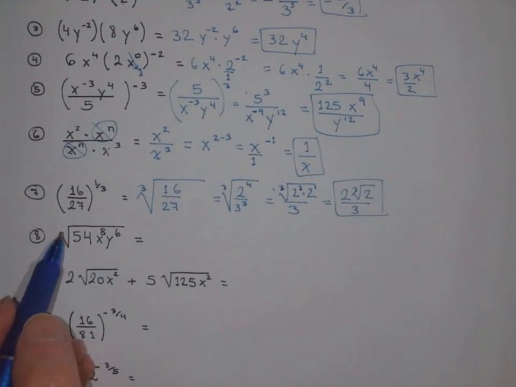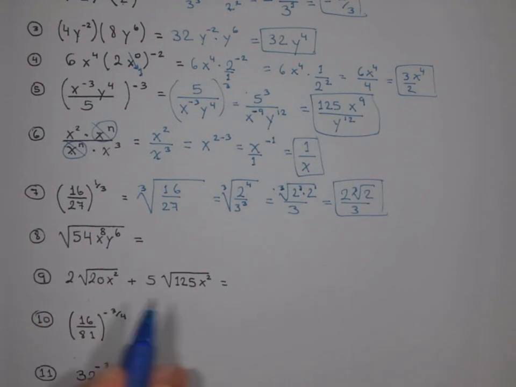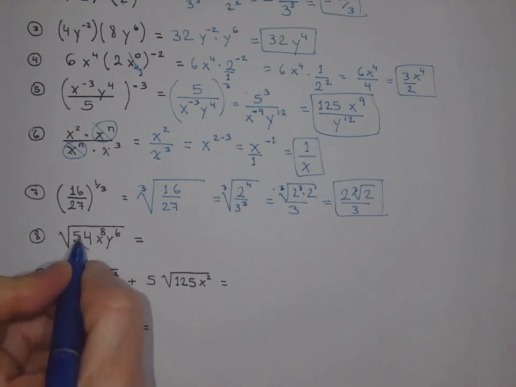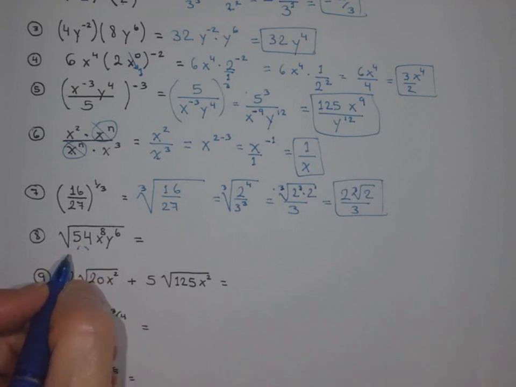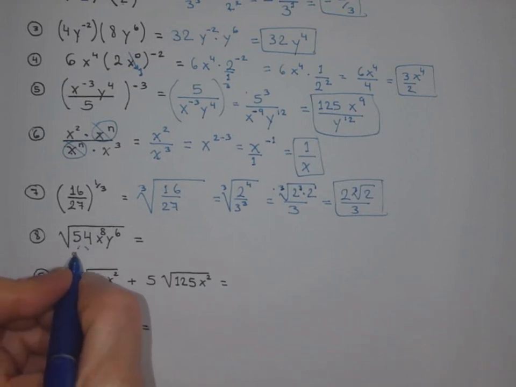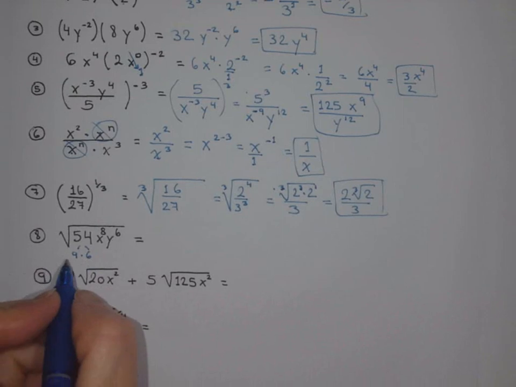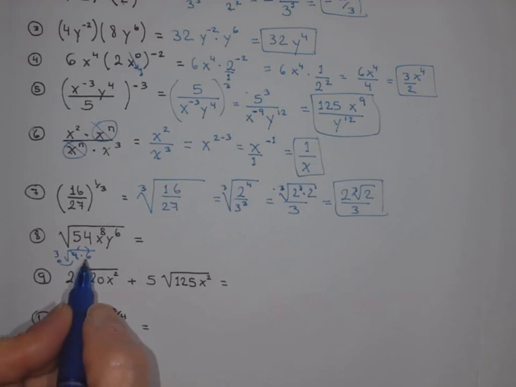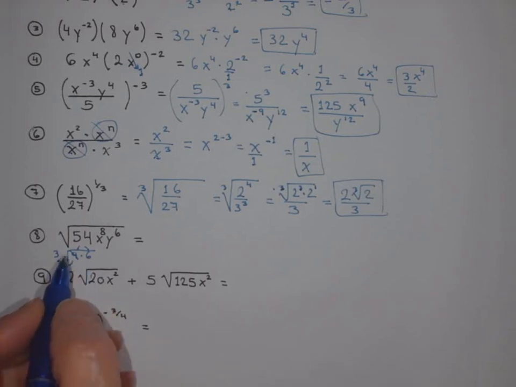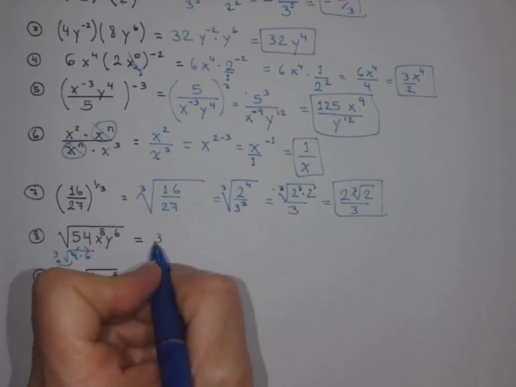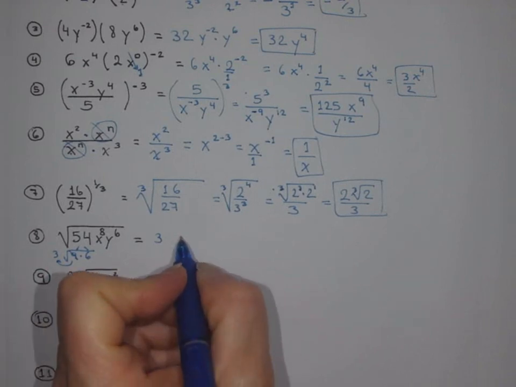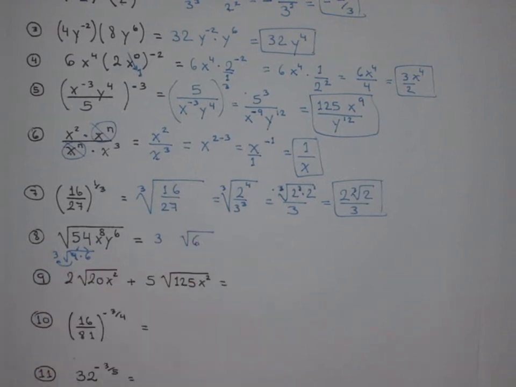Here this is a square root, and I have a 54, so I have to ask myself, 54 would be what? It would be 6 times 9, right? And so if I take a square root of that, I can take the square root of 9, it comes out as a 3, but I cannot take a square root of 6. So the 54 becomes 3, and then a square root of 6.